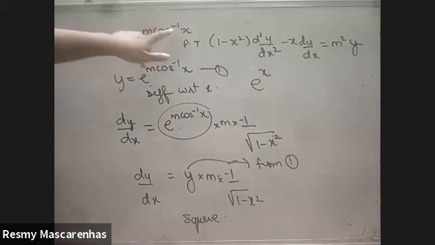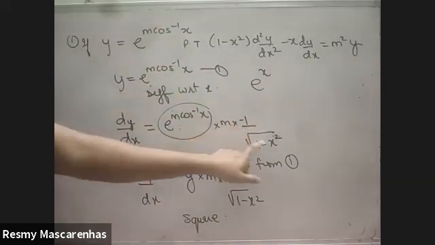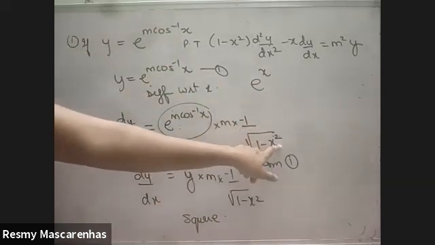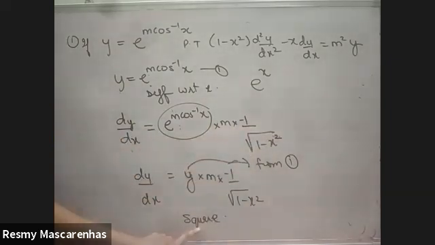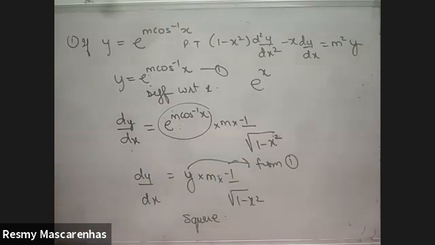If it was tan inverse over here, then what would it have been? Just 1 upon 1 plus x square. If there is no root sign, then there's no need of squaring. Only if there's a root sign do you have to square. For tan inverse and all, you don't have to square.